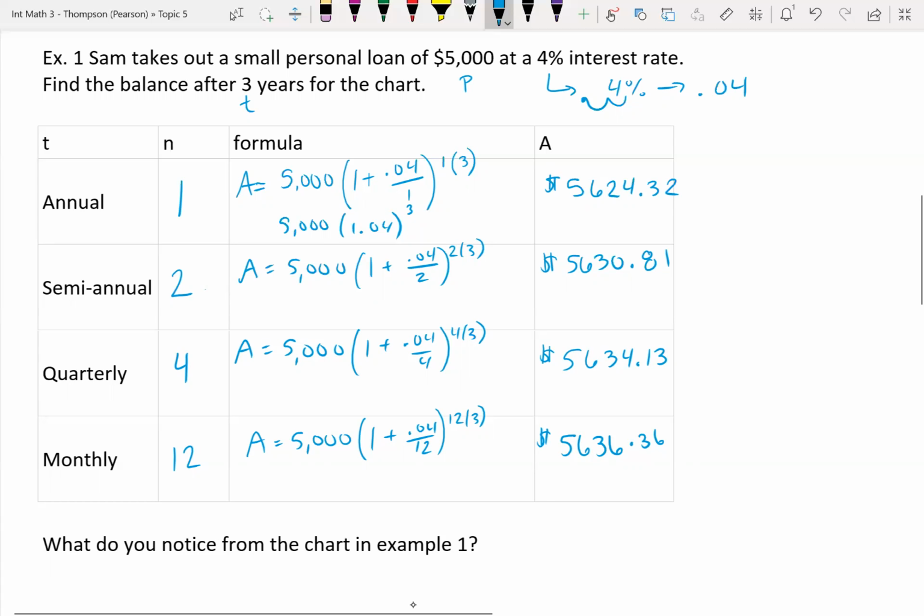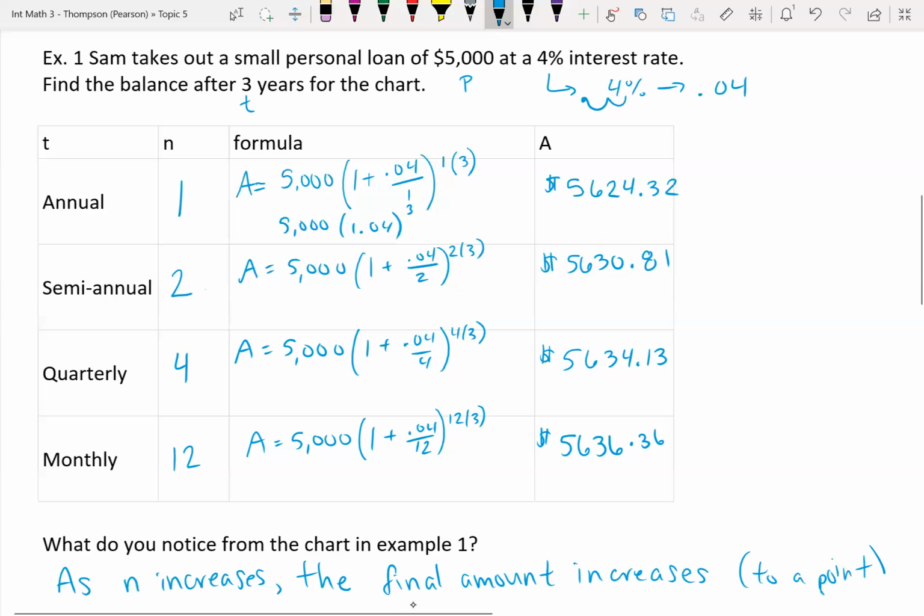So as n increases, you can probably hear my dog barking, the final amount increases. Now we're going to write that, but this is actually going to be to a point, because eventually this is actually going to level off.